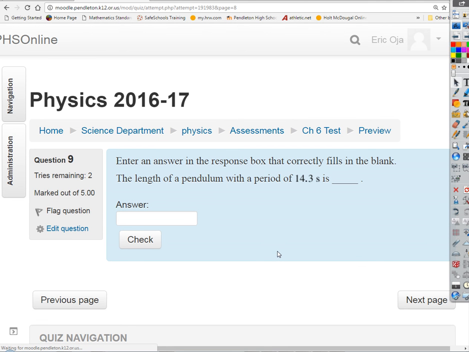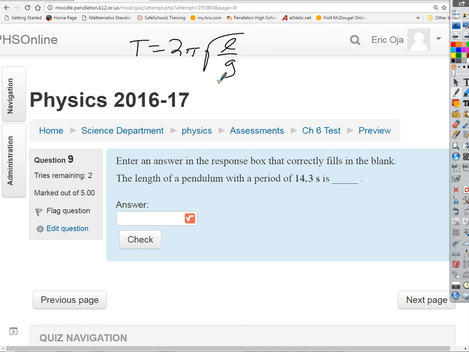Okay, how about this? So this is just a pendulum equation, right? Yeah. So we start with period equals 2 pi times the square root of L over g, right? Okay. And what do we know here? We know the period. We're just trying to find length, right? Yeah. So what do we do?